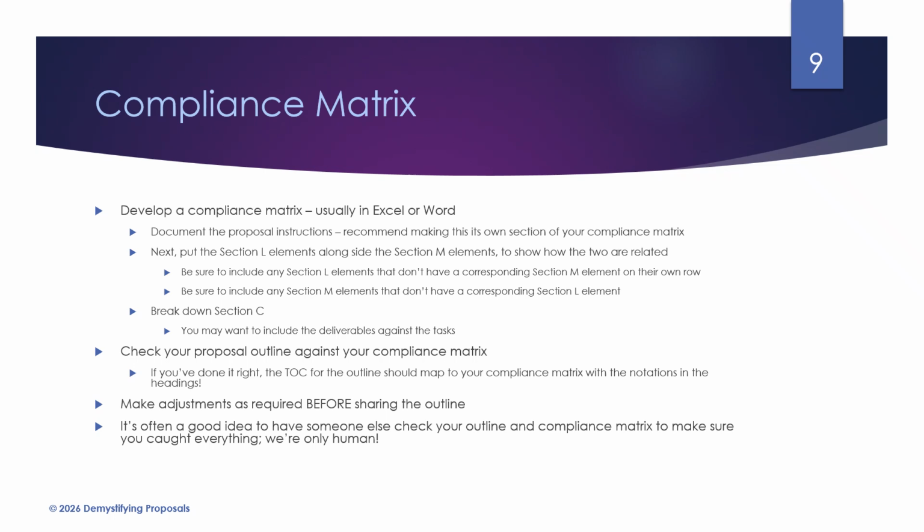So it's a good idea to do the compliance matrix and the outline very early on in the process so that you can get that outline out to your authors as quickly as possible. It's also a good idea to have someone else check your outline and compliance matrix to make sure you caught everything. After all, we're only human.